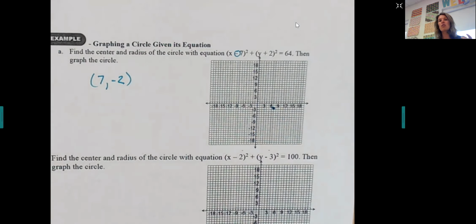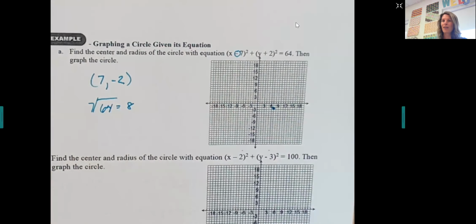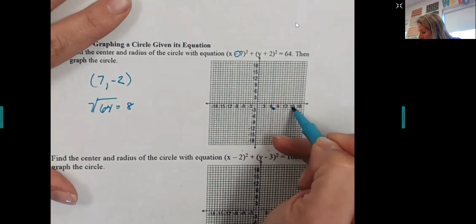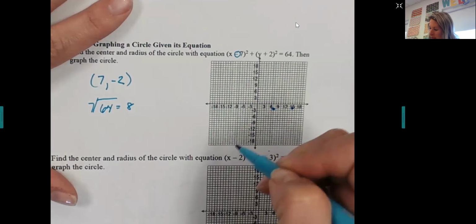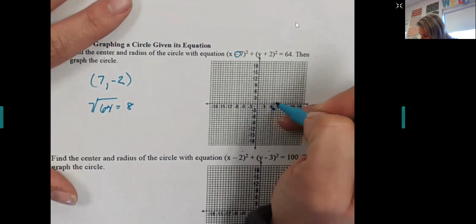Then, in order for us to graph the radius, remember the radius is the square root of 64, or 8. The way we're going to do this doesn't need to be perfect. I'm going to count 8 in 4 directions from my point. I'm counting 8 this way. So that puts me at 15. I'm going to count this way. That puts me at -1.